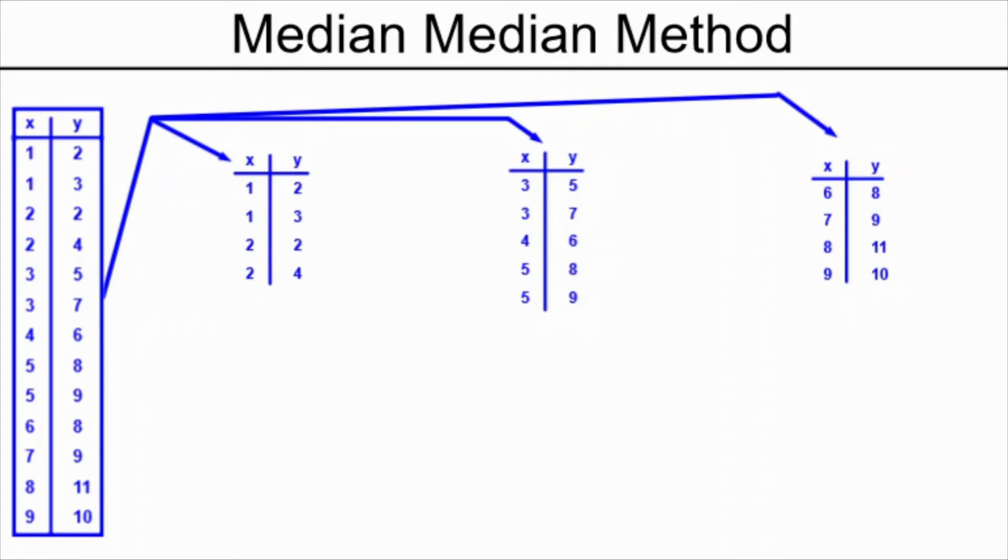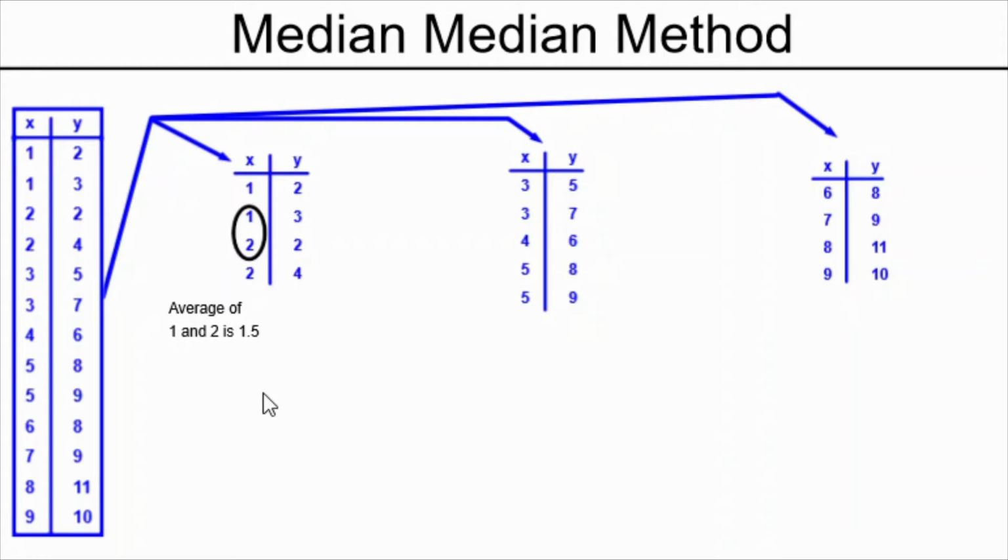The next thing to do is to start finding the medians of the x's and the medians of the y's for each of the tables. So we have to find 6 medians. Starting with the x's of the first table, we need to find the median, which is going to be the average of the two middle points because we have an even number of points. So we have to find the average of 1 and 2, which is 1.5.